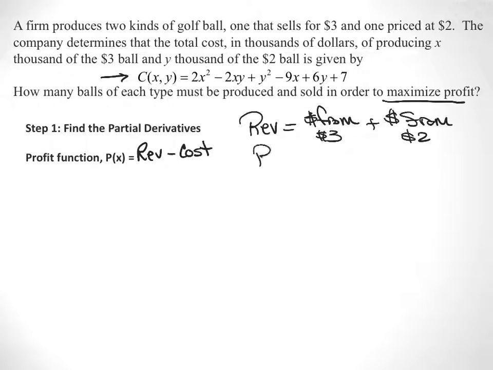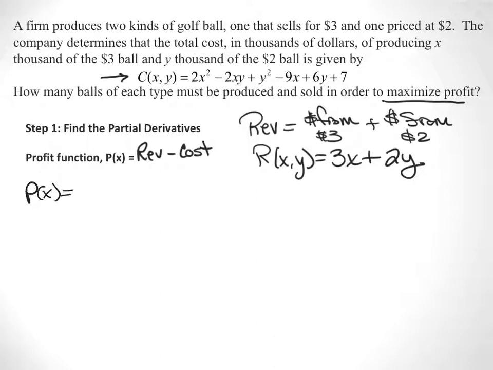Now, we don't know how many of each one we get, so let's call the number of $3 balls x and the number of balls that sell for $2 y. So the amount of money we get is going to be $3 times the first kind plus $2 times the second kind. That gives us enough information to be able to find the profit function.